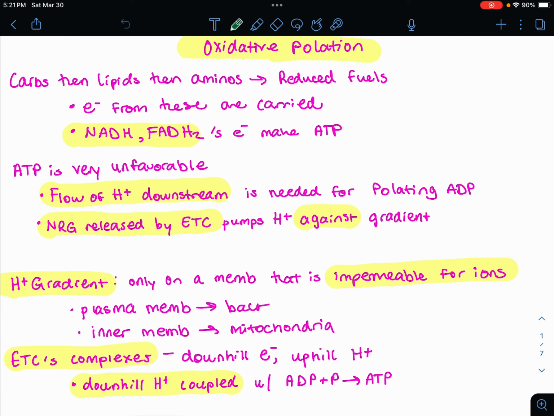Okay, so let's jump into oxidative phosphorylation. Energy from reduced fuels is used to synthesize ATP in animals. You're going to be using carbs, then lipids, and then amino acids, and these are going to be the reduced fuels. Again, the electrons from these fuels are going to be carried by the reduced cofactors NADH or FADH2. And therefore, this energy is what drives ATP synthesis.